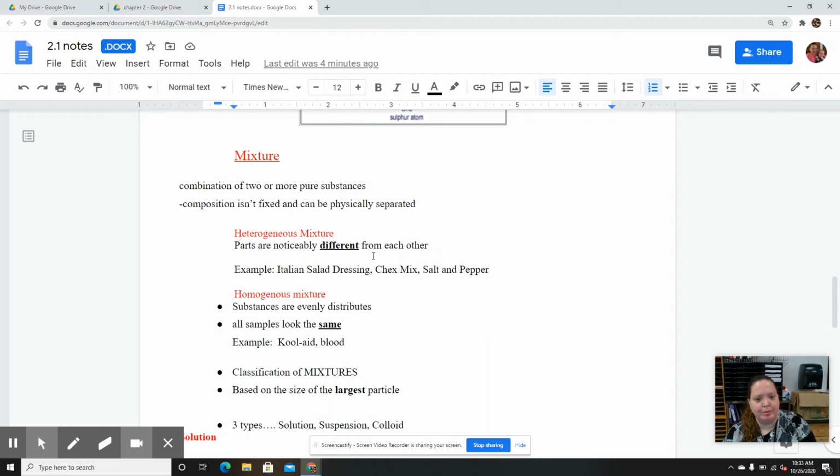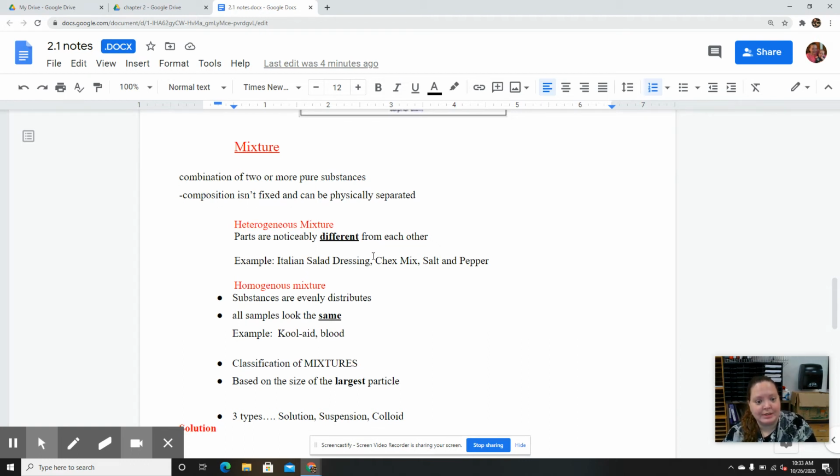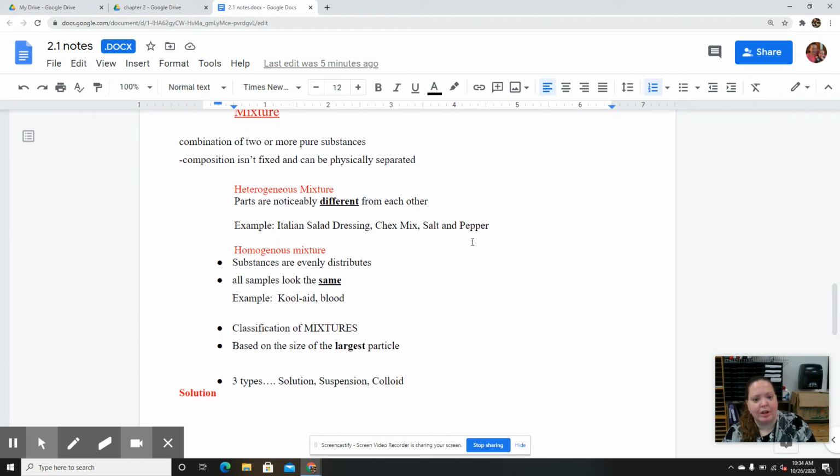Heterogeneous mixtures have noticeably different parts from each other. Italian salad dressing, Chex Mix, salt and pepper. You can see the individual parts. You can see the oil. You can see the seasoning. You can see the pretzels. You can see the Chex Mix. You can see the white salt. You can see the black pepper. You can see the individual pieces.